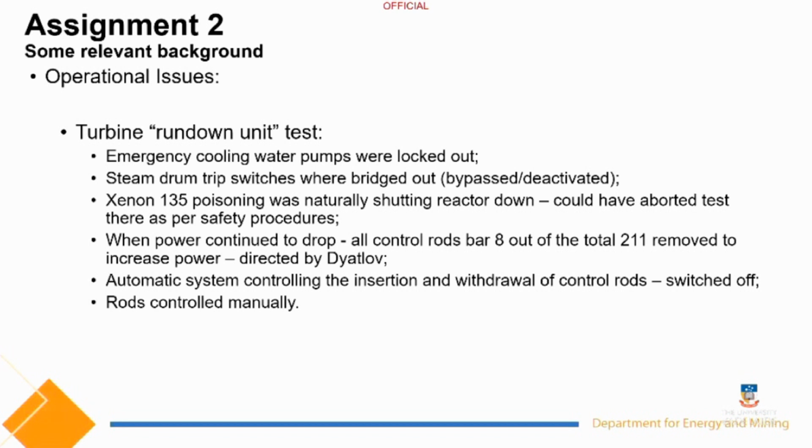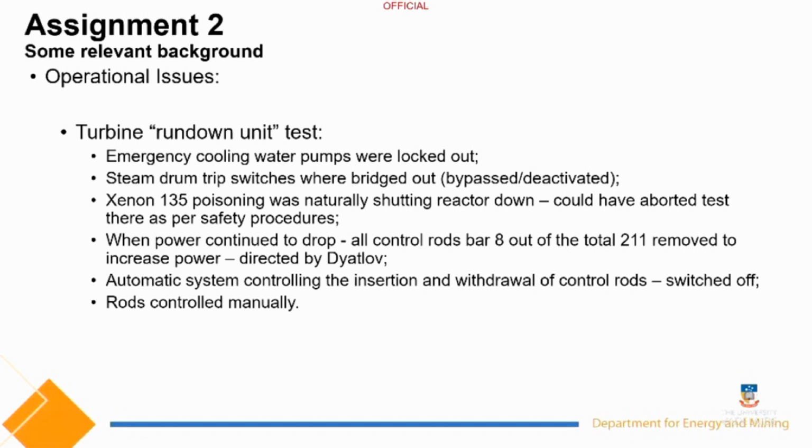When the power continued to drop, all the control rods, bar 8 of them, were removed to increase the power, and this was directed by Dyatlov. The automatic system controlling the insertion and withdrawal of the control rods, which would have prevented this happening, was switched off, and the rods were then controlled manually.